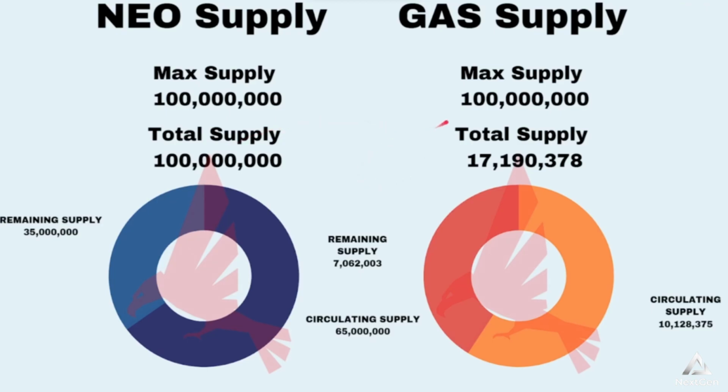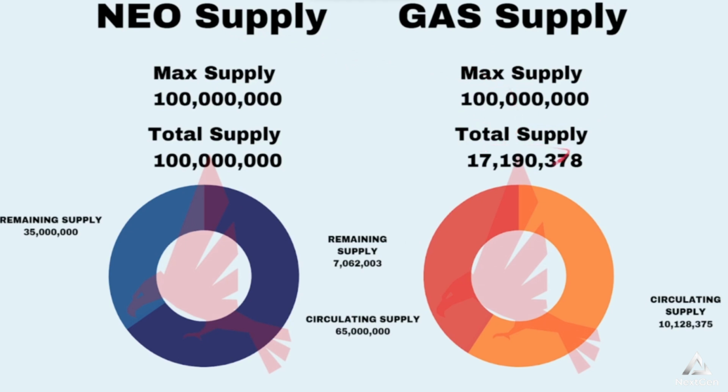Now, taking a look at the right side. So here we see a different token. This could be a gas token. This could just be a different kind of token altogether. So here we see the max supply being 100 million, just so happens to coincide with NEO's max supply.